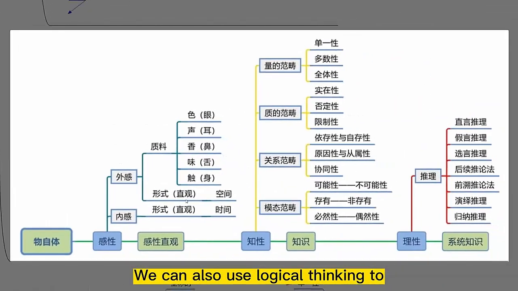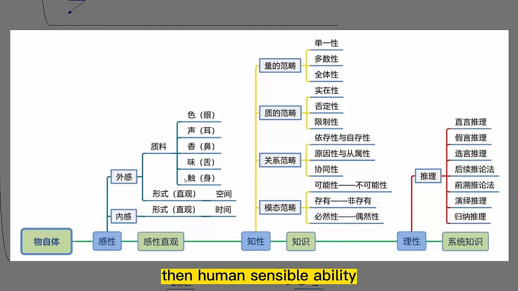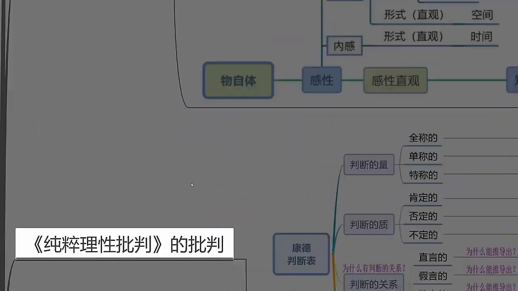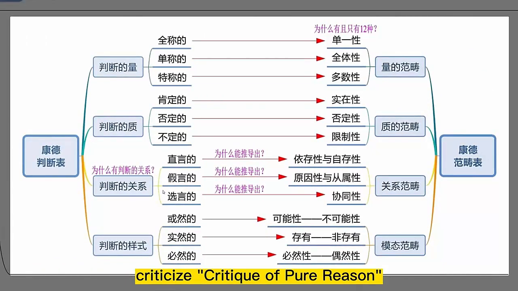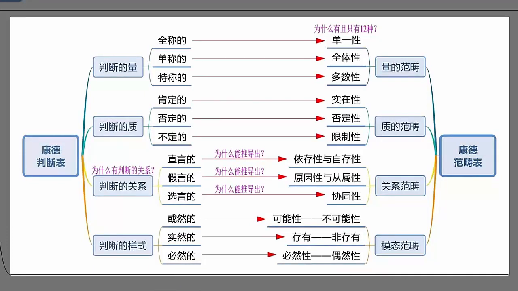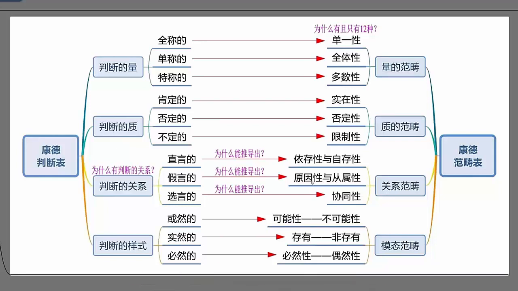We can also use logical thinking to deepen Critique of Pure Reason. For example, if we use technology to add an extrasensory that can access the infrared light of objects, then human sensible ability can be greatly enhanced. We can also use critical thinking to criticize Critique of Pure Reason. So why are there necessarily three judgment relationships in the judgment table? Why can the relationship of judgment be introduced into three categories? Why can three kinds of reasoning lead to three transcendental ideas?